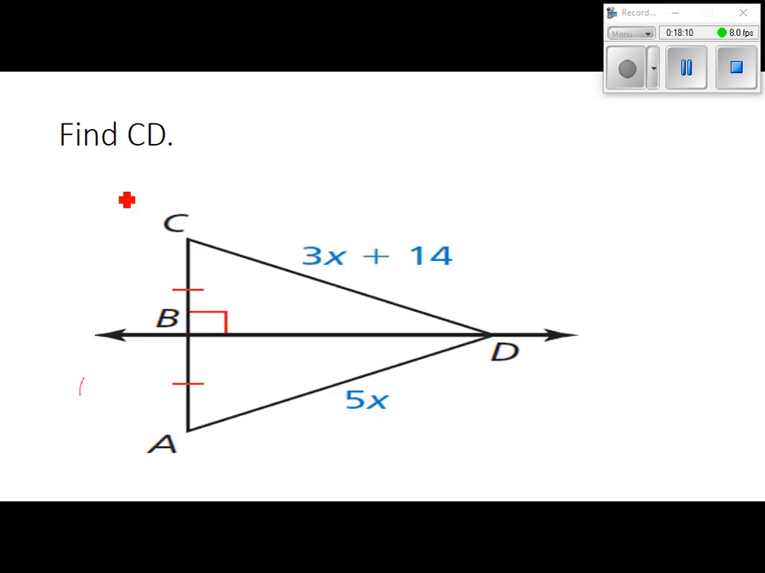How could we find segment CD? That's this segment. What would you do with these two? We know that they have to be congruent to each other because point D is on the perpendicular bisector, so it's the same distance from C as it is from A. And then we set up this equation: 3x plus 14 should equal 5x. We solve that, you end up with 2x equals 14. What's x equal?